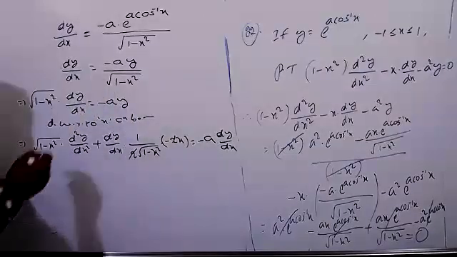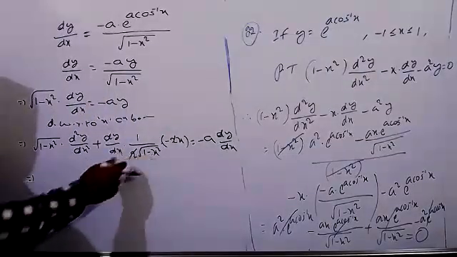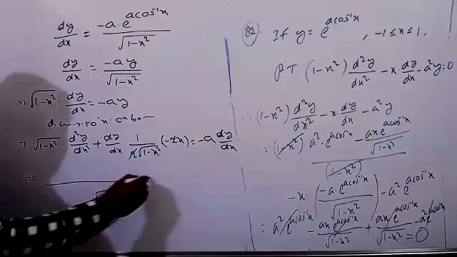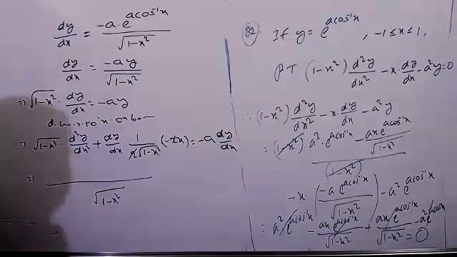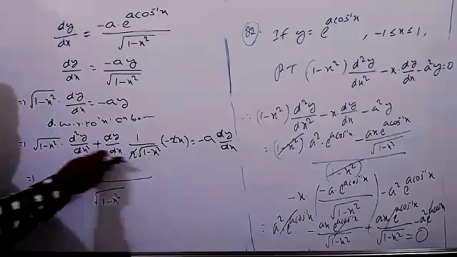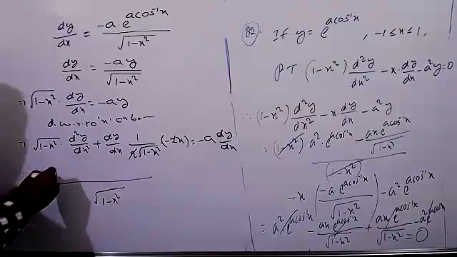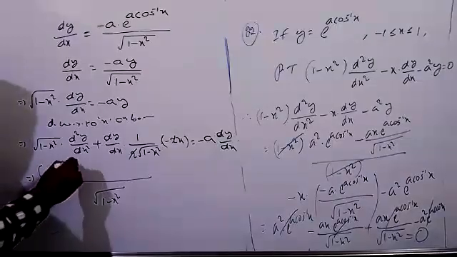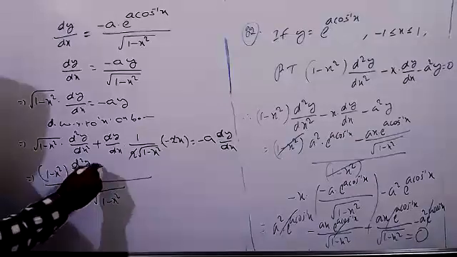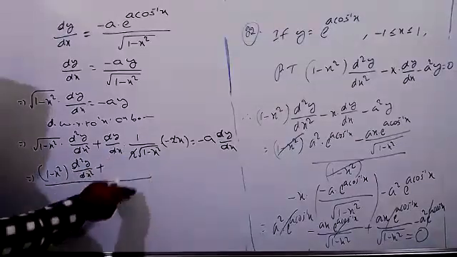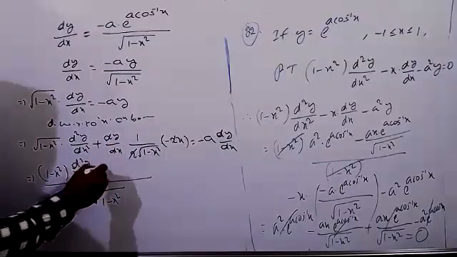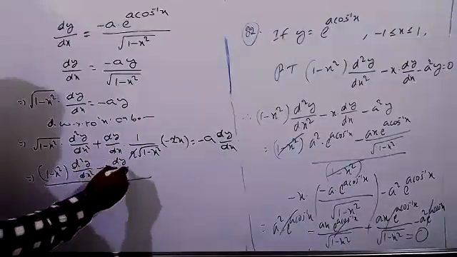Now we can take the LCM directly. We get the answer: 1 minus root of 1 minus x square is the LCM. So root of 1 minus x square into root of 1 minus x square equals 1 minus x square, into d square y by dx square, plus... these will be cancelled directly. Plus into minus equals minus, we will get minus x into dy by dx.